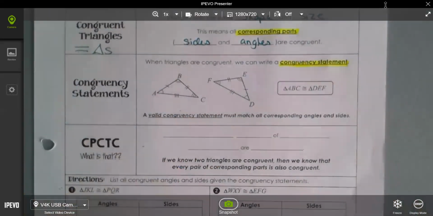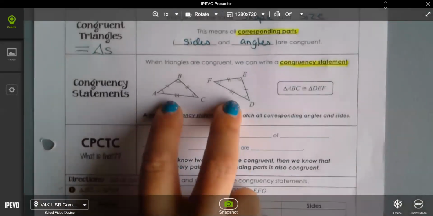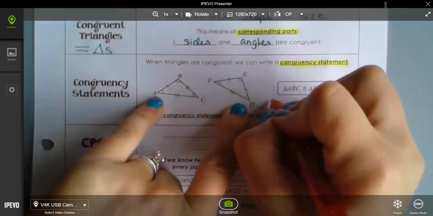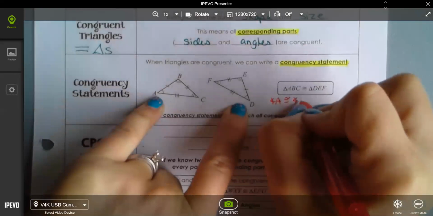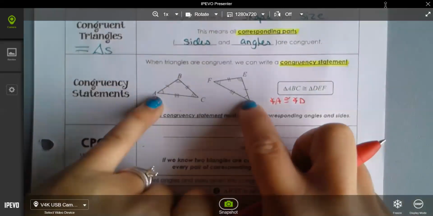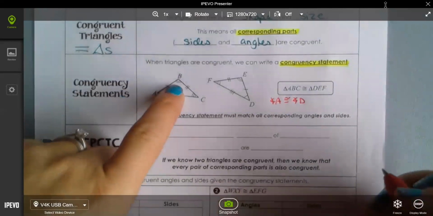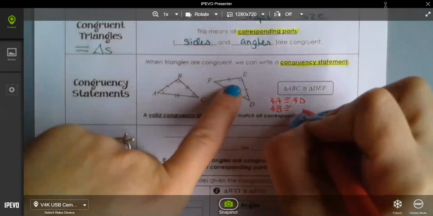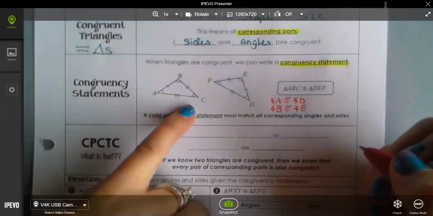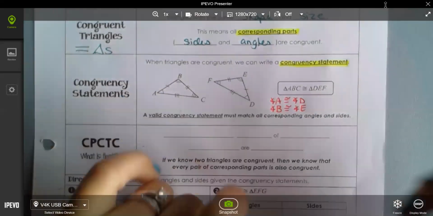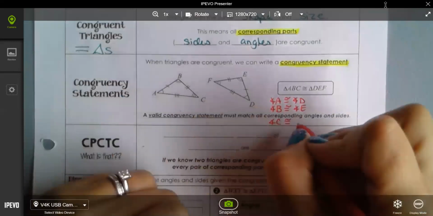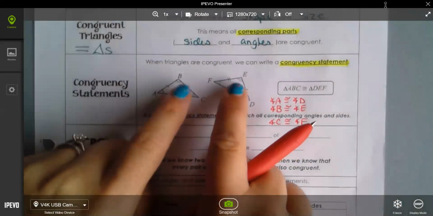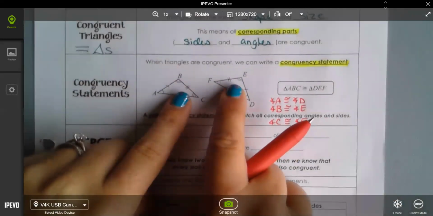So let me show you how I know that these two triangles are congruent to each other. Do you see, based on one arc and one arc, that angle A is congruent to angle D? Those two angles go together. Do you also see that B has 2 marks and E has 2 marks? That means that angle B is congruent to angle E. And do you see how C and F both have 3 arcs? That means that angle C is congruent to angle F. So I have 3 sets of angles and they are congruent to each other in both of these triangles.